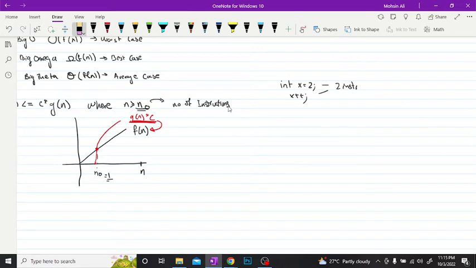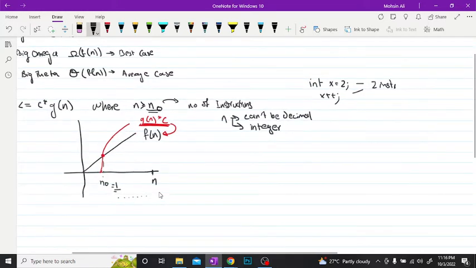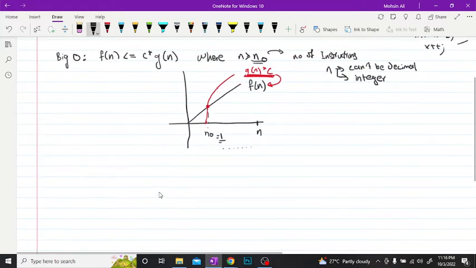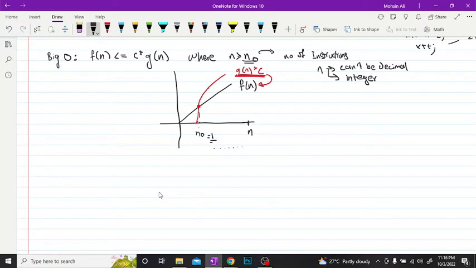And what that basically means is that n can't be a decimal, and n would always be an integer, right? So be wary that n will always be increasing in increments of 1, 2, 3, 4, and there will never be decimal values of n naught.